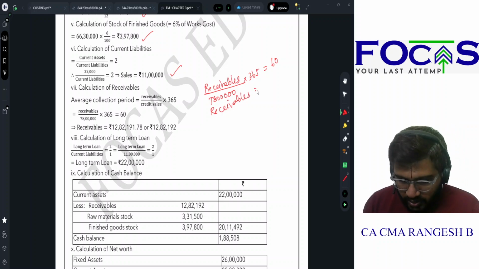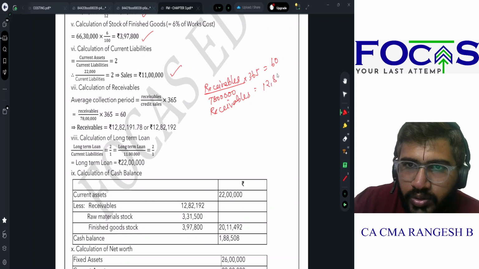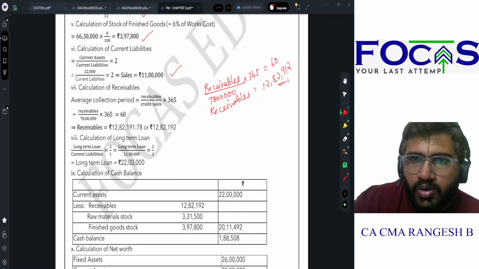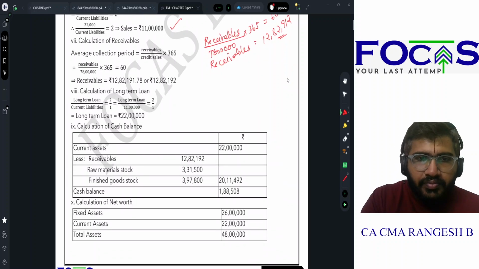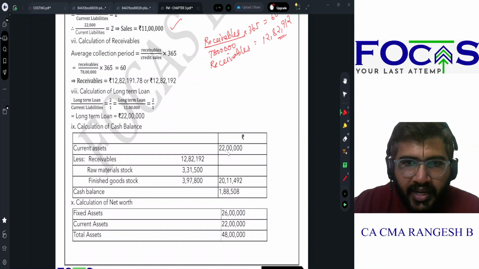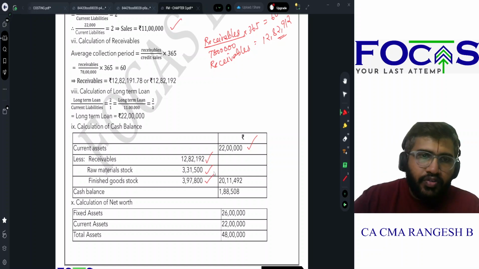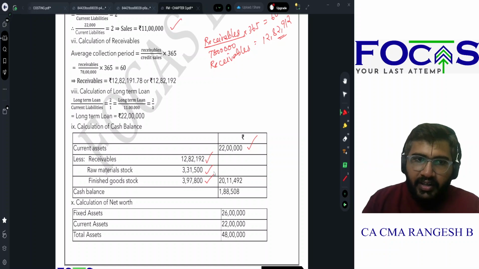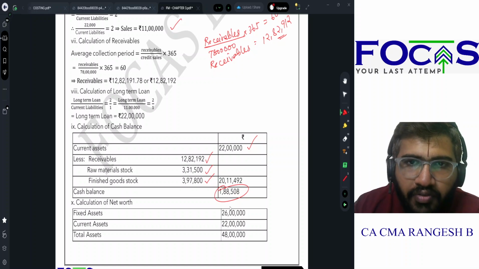Receivables is equal to 60 into 78 lakhs divided by 365, which gives you 12,82,912 rupees. Long term loan is 22 lakhs. Cash balance is easier to calculate. How? Total current assets is 22 lakhs, receivables 12,82,192, closing stock of raw materials 3,31,500, closing stock of finished goods 3,97,800. So this gives me my cash balance of 1,88,508.